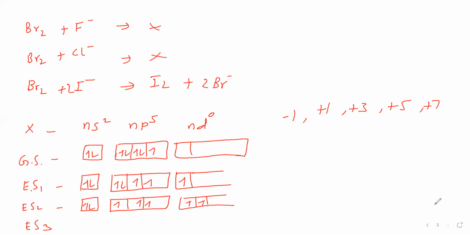Next, we'll see halogens' reaction with water. How halogens react with water, that we'll see. Fluorine reacts with water to give HF and oxygen. Otherwise, even ozone is possible. Fluorine can give even ozone. Fluorine reacts with water to give HF, then oxygen will be obtained, otherwise ozone will be obtained. Here, oxygen is undergoing oxidation. Fluorine is undergoing reduction.